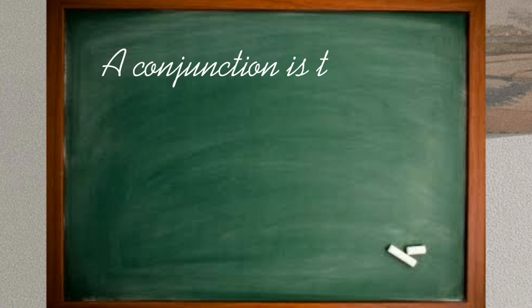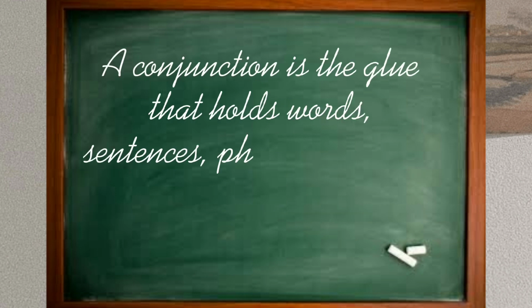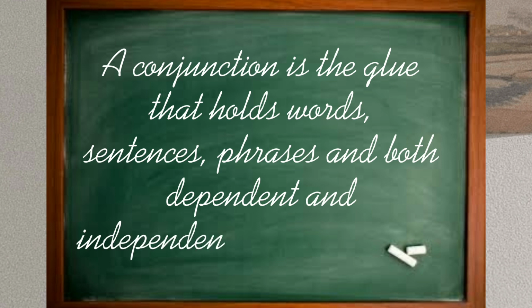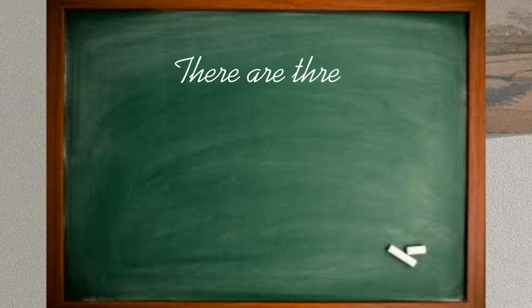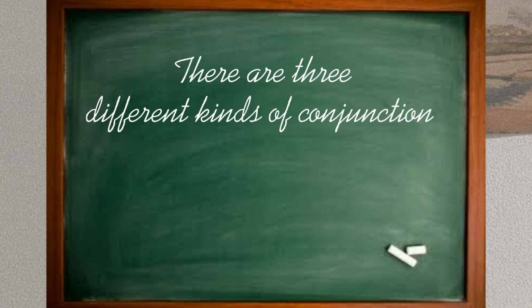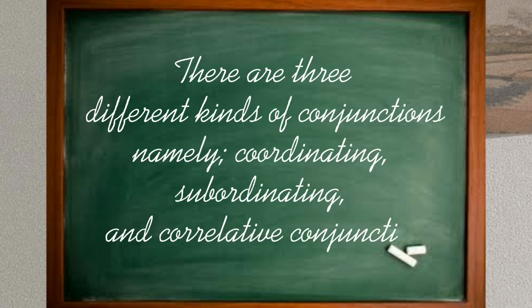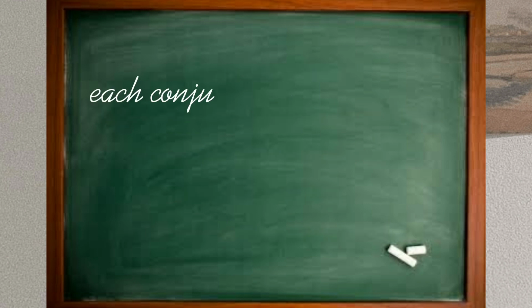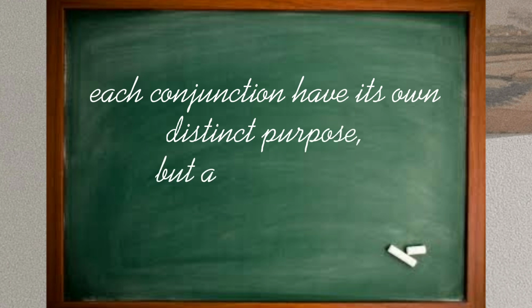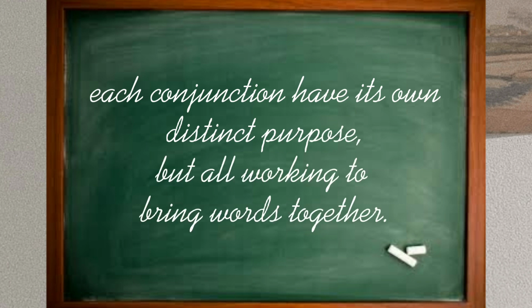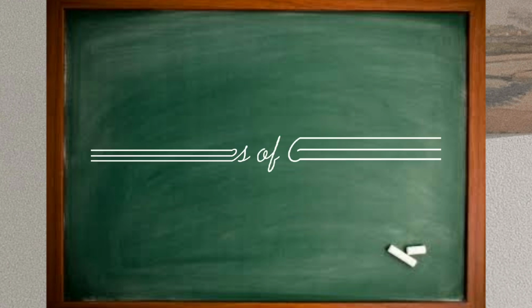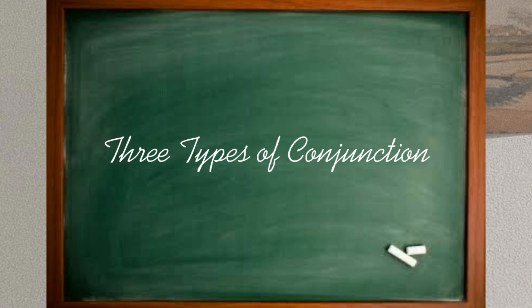A conjunction is the glue that holds words, sentences, phrases, and both dependent and independent clauses together. There are three different kinds of conjunctions, namely coordinating conjunction, subordinating conjunction, and correlative conjunction. Each conjunction serves its own distinct purpose, but all work to bring words together. Here are the three types of conjunctions.